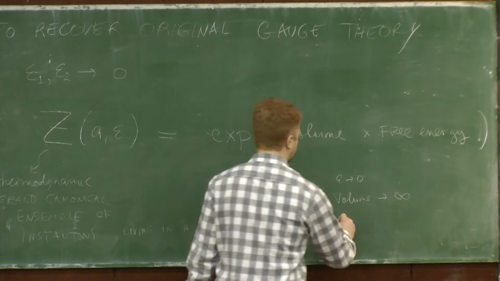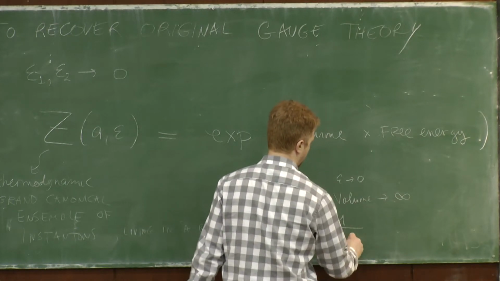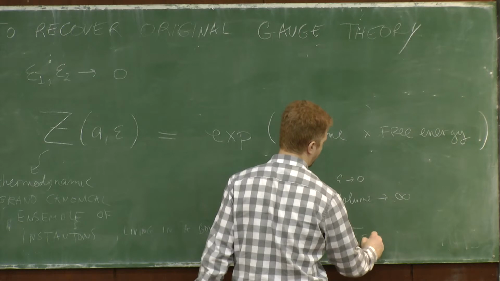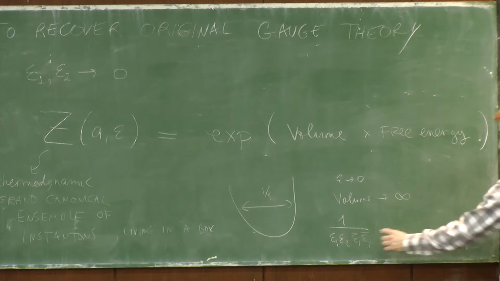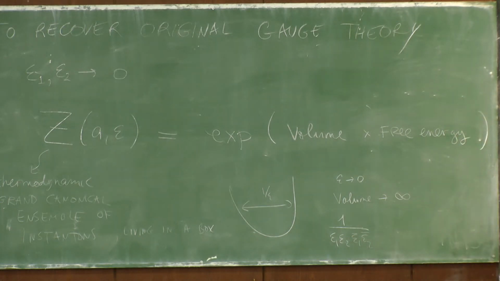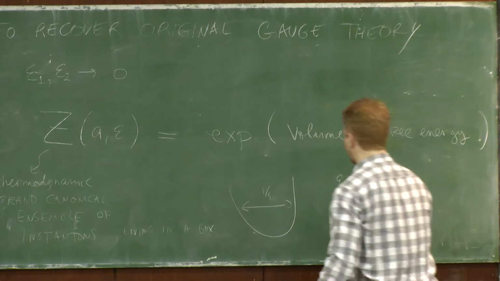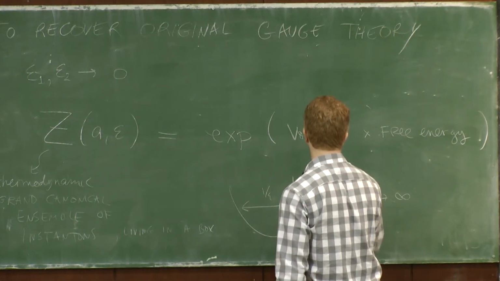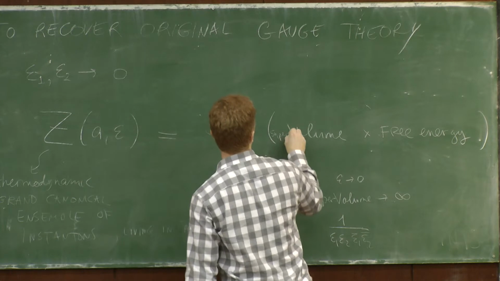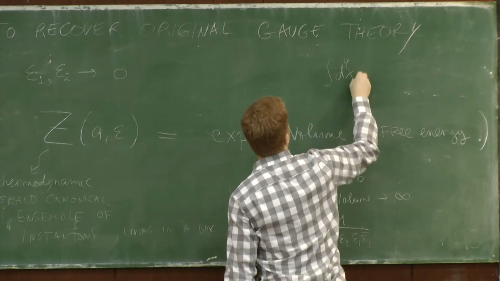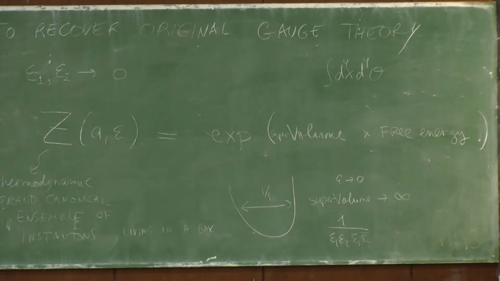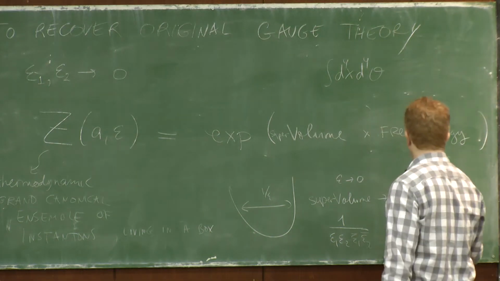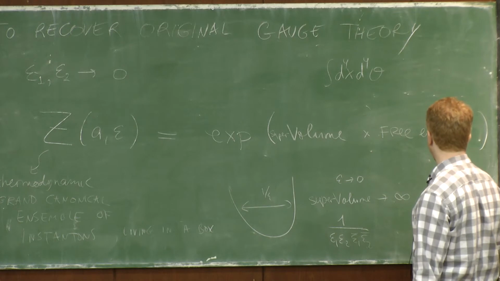But in fact, this would be 1 over epsilon 1, epsilon 2, epsilon 1 bar, epsilon 2 bar. But as I argued earlier, the epsilon bar dependence has to cancel out because of the supersymmetry. So what happens is that you actually get not the volume, but the super volume. Remember that the original theory lived in the superspace. And it turns out that every epsilon bar comes with 2 thetas.